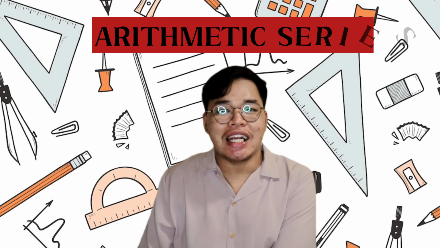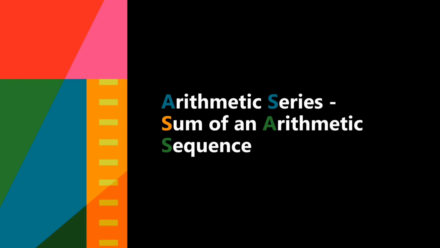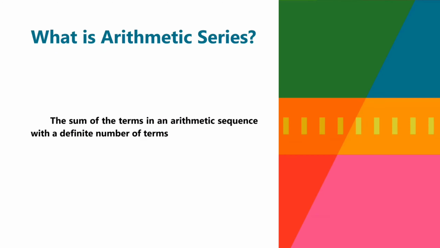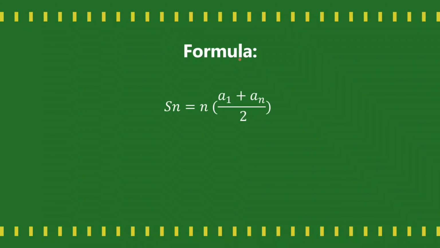Now we'll be discussing how to get the sum of the arithmetic sequence. The arithmetic series, the sum of an arithmetic sequence. An arithmetic series is the sum of the terms in an arithmetic sequence with a definite number of terms. So the formula is, if we are finding the sum and the given are a sub 1 and the last term, we can use S sub n is equal to n, open parenthesis, a sub 1 plus a sub n, over 2, close parenthesis.